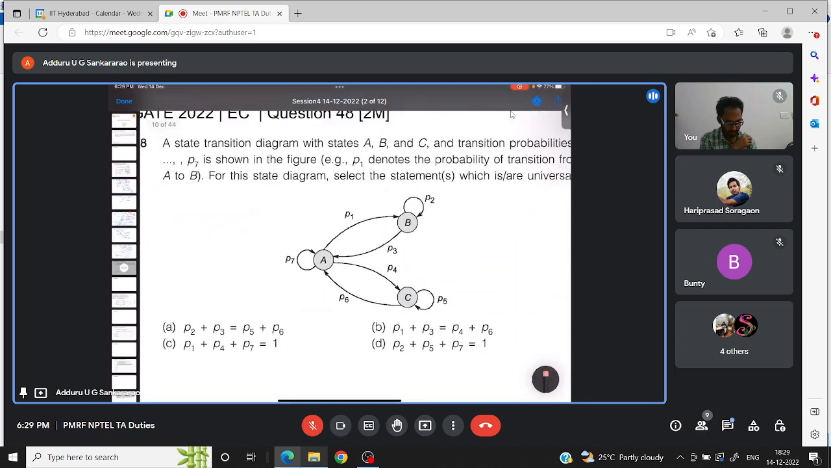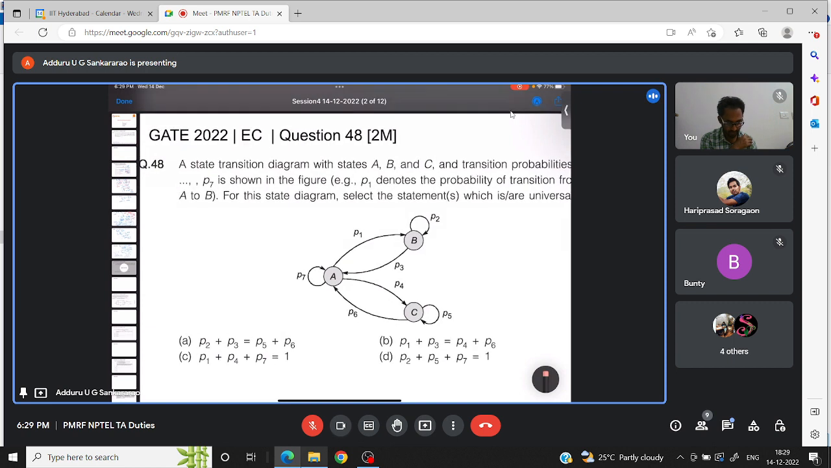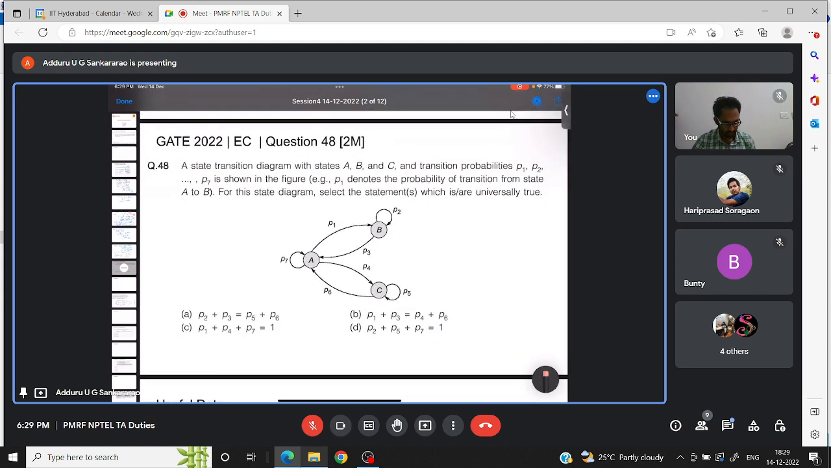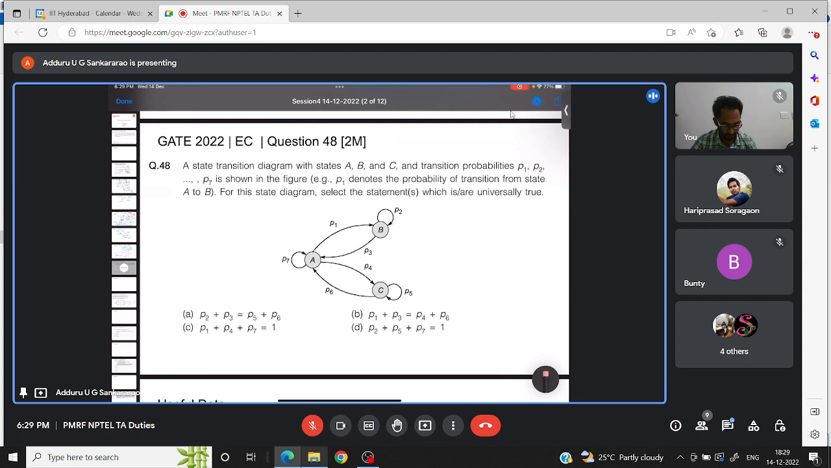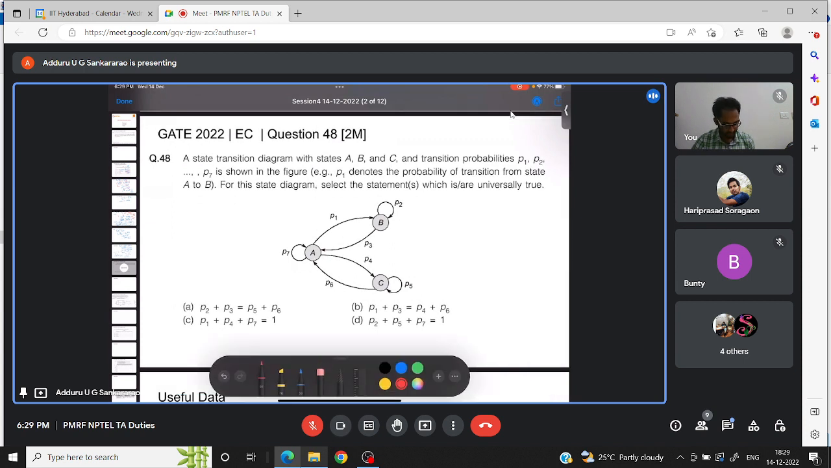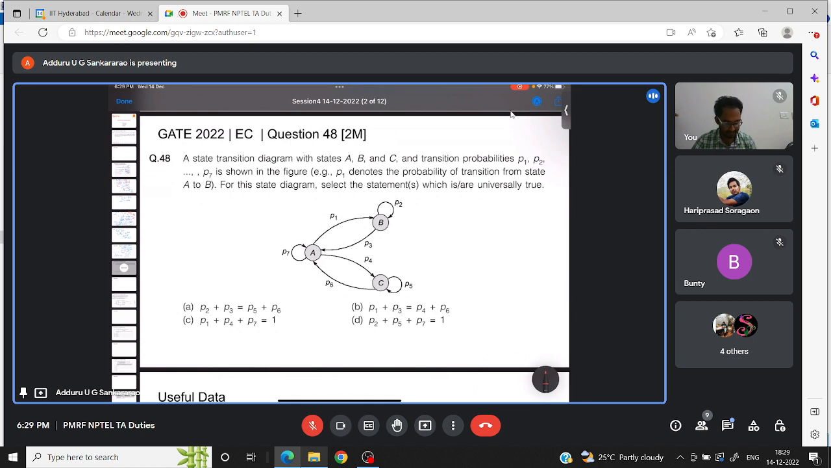So this question also was asked, question number 48, I think in last class somebody asked. The question reads as follows. This was given in GATE 2022, question number 48. A state transition diagram with three states.